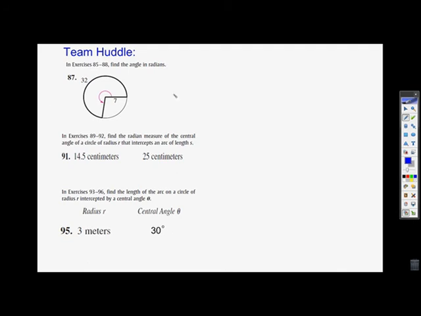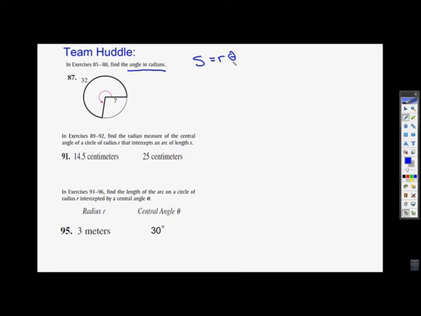The first one is a slight twist. We know that S is equal to R times theta. In the previous examples, we were given the radius and an angle, so we found S. And remember, S is arc length. In this problem, we are given arc length, and we have the radius. So what we're trying to find is the angle in radians.